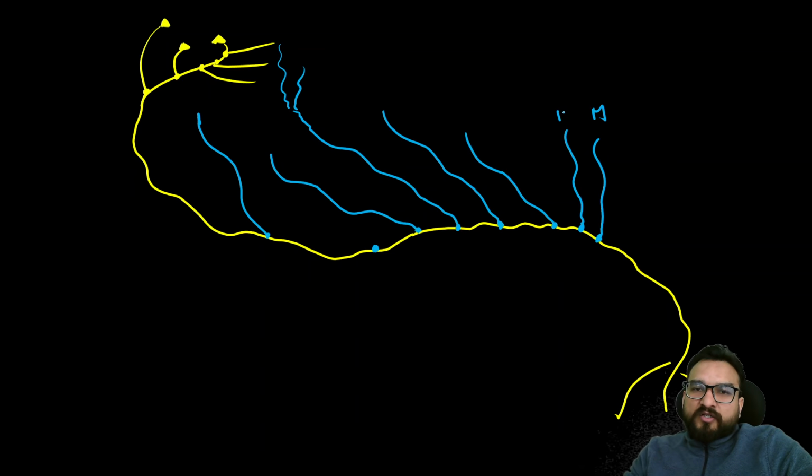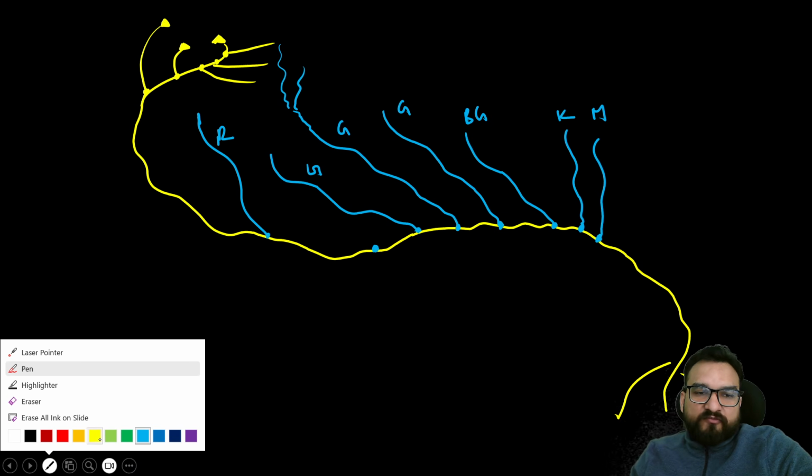Mahananda, Kosi, Budi Gandak, Gandak, Ghagra. This is your Gomti. This is your Ram Ganga. Like this, you have to practice once, guys. Okay? I'm doing it for you.